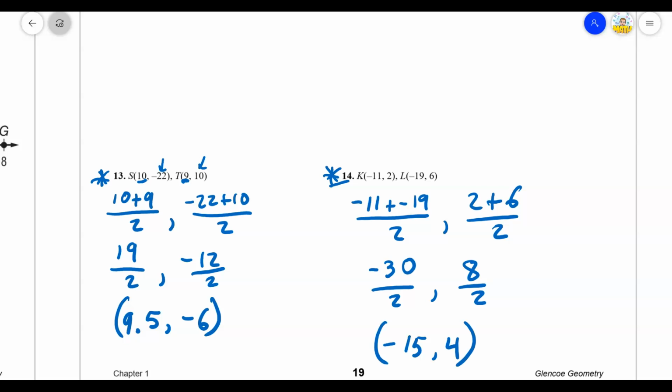Okay, so give 1-3 homework part 2 a try. You should be good to go on that. That's distance and midpoint now all together in that one section.